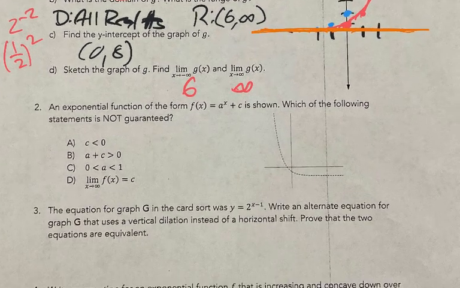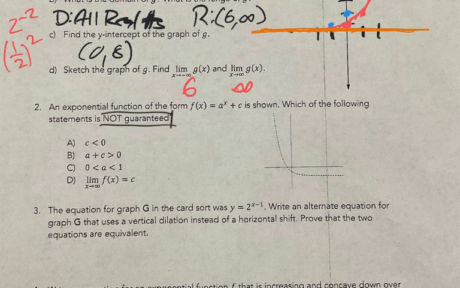Look at number 2. An exponential function of the form a to the x plus c is shown. Which of the following statements is not guaranteed? You can't say for certainty that it's true. So I see that limit statement, and I want to look at that first. This says the limit as x gets really big of f of x is c. No. What's happening is the x's get really big, and there's an asymptote. An asymptote cannot equal something; it gets really close. The limit does. That's what it approaches. That's a bad answer.